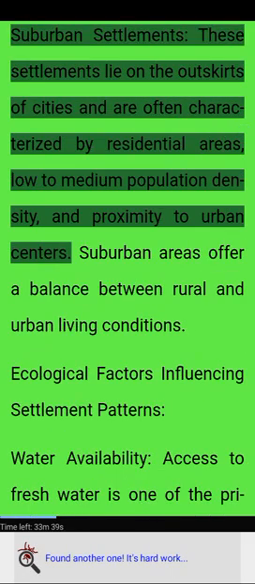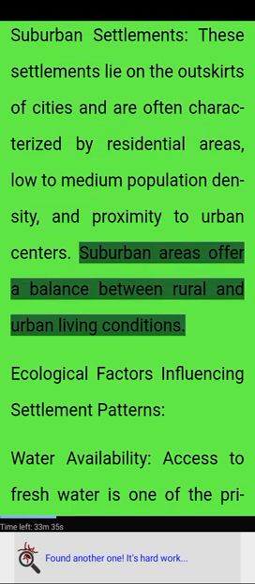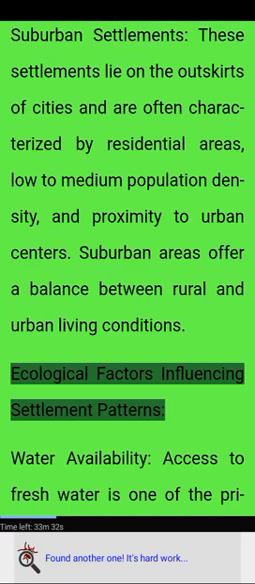Suburban settlements. These settlements lie on the outskirts of cities and are often characterized by residential areas, low to medium population density, and proximity to urban centers. Suburban areas offer a balance between rural and urban living conditions. Ecological factors influencing settlement patterns.